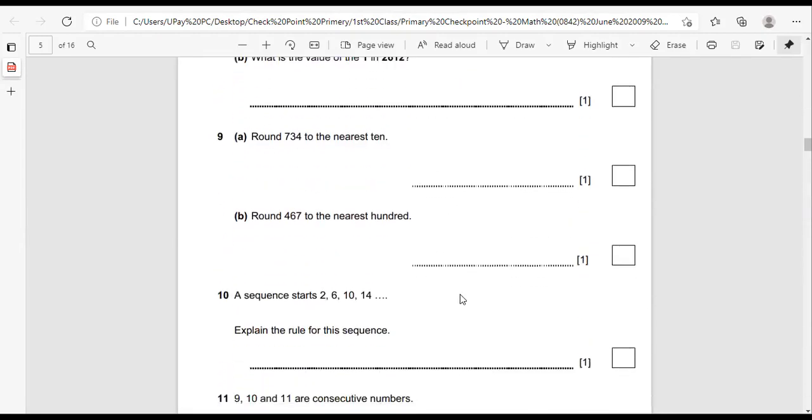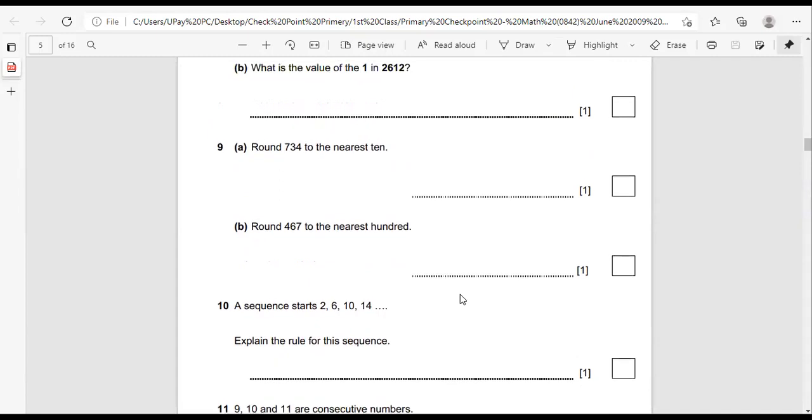The first question, part A, is asking to round 734 to the nearest 10. When you get a question like this, you have to cut it after the tens place and keep your eye on the next number and see whether it is 5 or more than 5. So this number is 4, not 5 or more than 5. So you put 0 here. So the answer is 730.